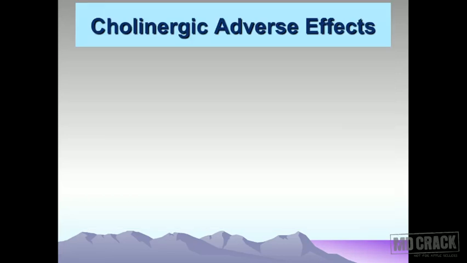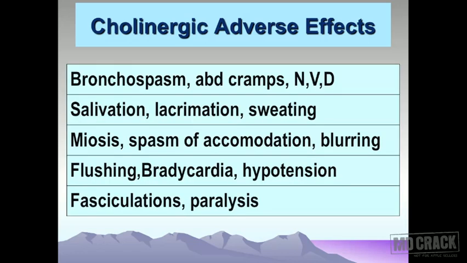Let's discuss the adverse effects of cholinergic drugs. When we said cholinergic drugs, we said they are directly acting and indirectly acting, and the adverse effects are going to be applicable to all the agents because it's going to be cholinergic excess. So if there's excess acetylcholine, the first adverse effect is going to be bronchospasm, that's the contraction of the smooth muscle of the bronchus.